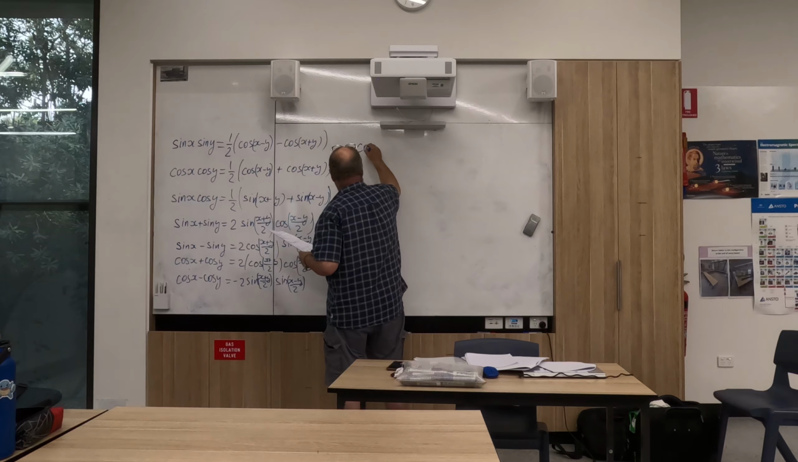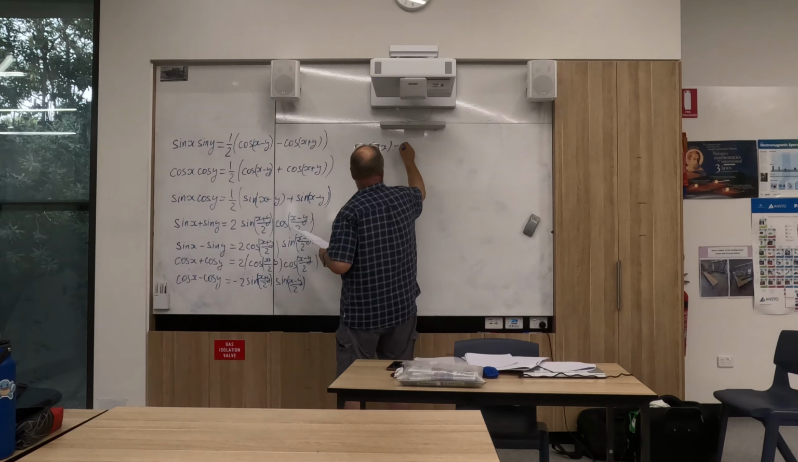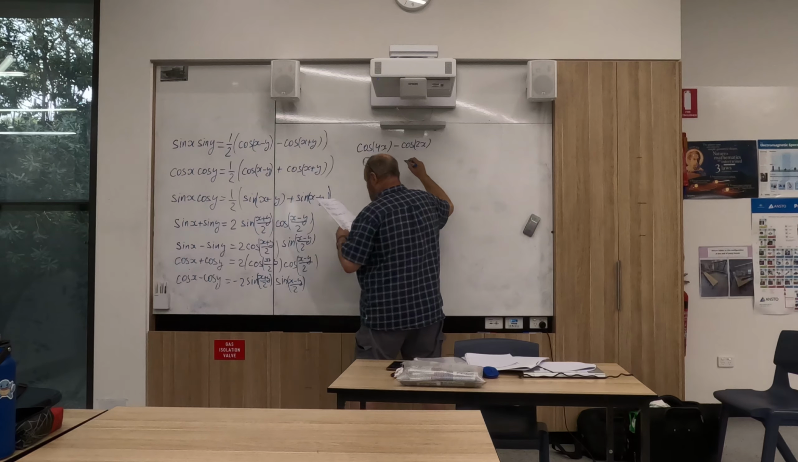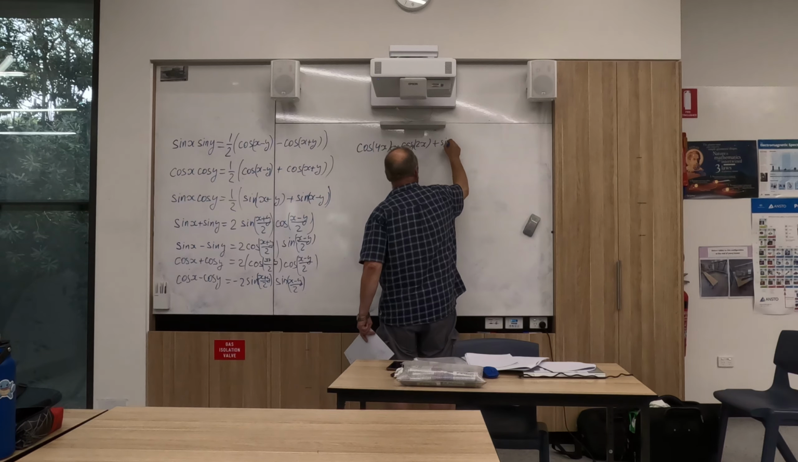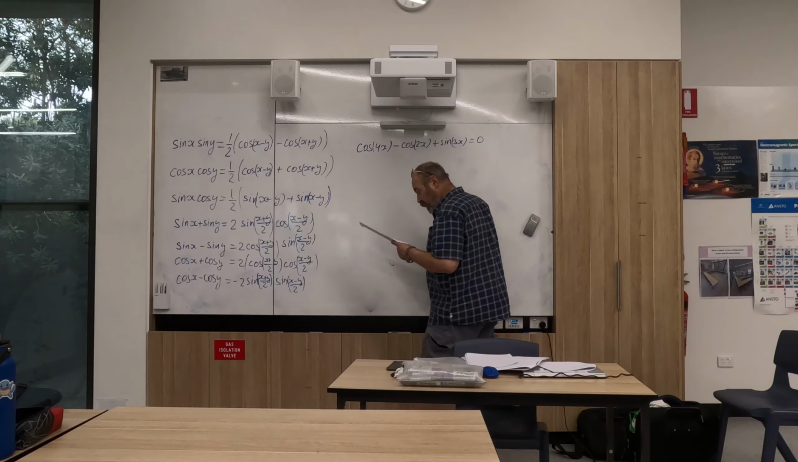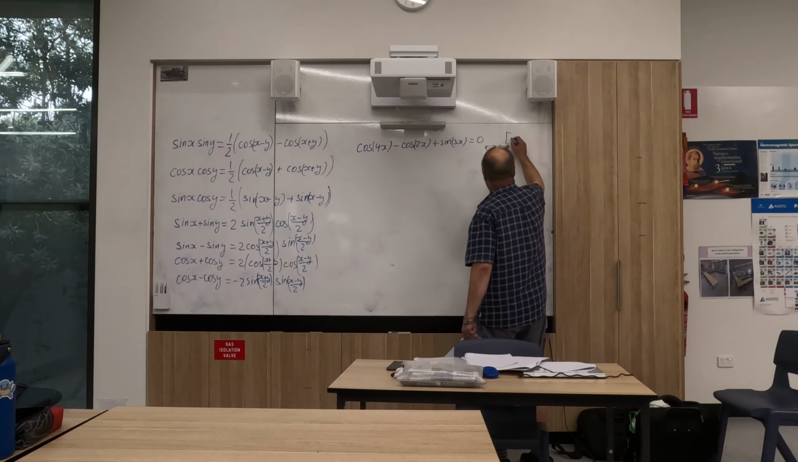So we have cos 4x minus cos 2x plus sine 3x equals 0. And we need to find all solutions on the interval from 0 to pi.